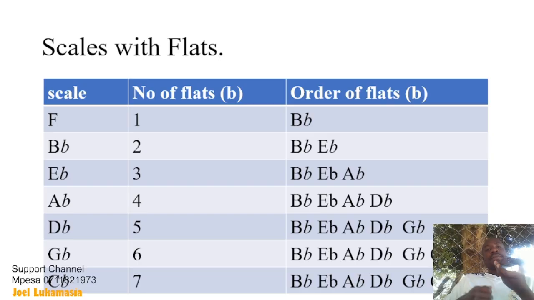Now, you notice also that among the flat key signatures, only the scale of F major is called by the letter alone. The rest are B flat, E flat, A flat, D flat, G flat, and C flat. And they're also following the formula of the circle of fifths. So you can go and look up the circle of fifths.